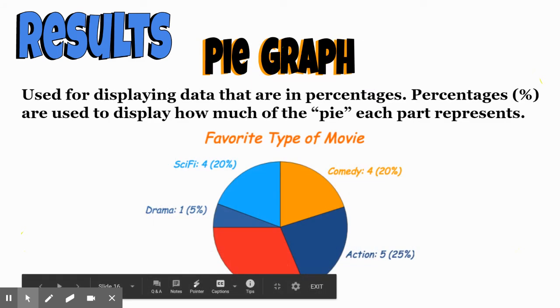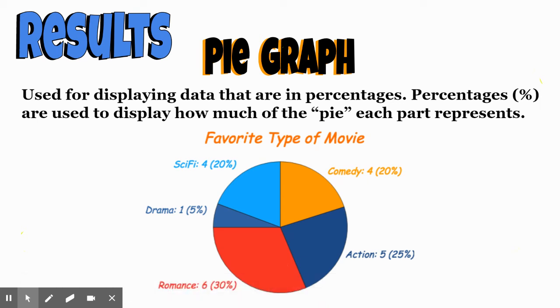A pie graph is really good at looking at something with a percentage. So in the example, we're looking at the favorite type of movie, and each section of the pie graph shows us how many people really chose it, or what data was most prevalent. So in this one, people liked romance movies the most. That's why the chunk of the red pie is the largest. Not a lot of people like drama, and that's why that grayish blue is in the middle.